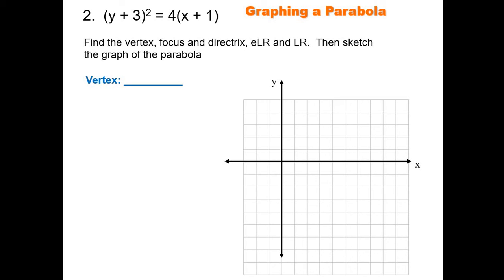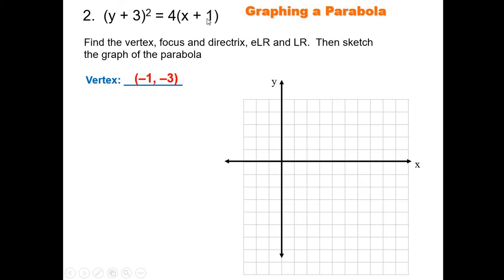Raise your hand if you know the answer. Lance, what is the vertex? Negative 1 and negative 3, sir. Very good. Negative 1, negative 3 is the vertex. Therefore, H is negative 1, K is negative 3.